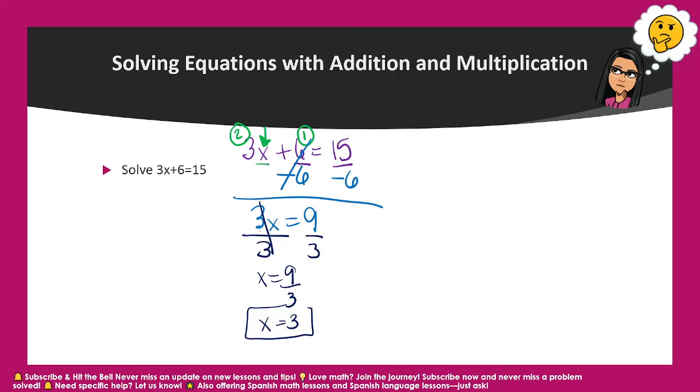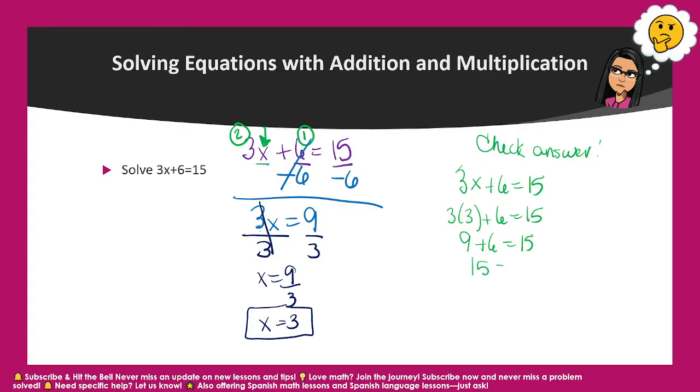So that's my answer. And remember, we always have to check our answer just to make sure that we're correct. So let's check our answer. Remember, we always substitute in the original equation. So 3x plus 6 equals 15. My answer was 3. So 3 times 3 plus 6 equals 15. 3 times 3 is 9. 9 plus 6 equals 15. So we are correct. This is an equality. So that means that x is equal to 3.